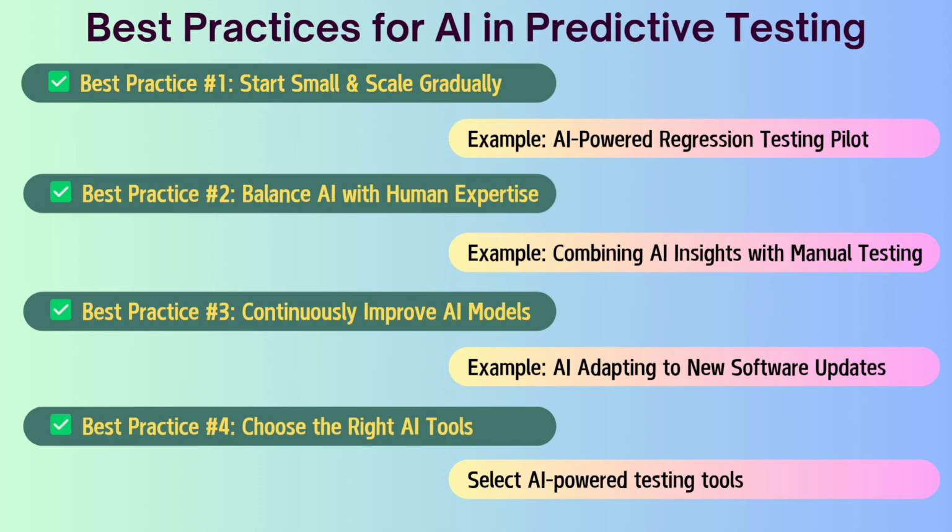For example, combining AI insights with manual testing intuition. An AI model predicted that login page changes were low risk, but a senior tester flagged a potential security vulnerability. Their combined insights helped catch the critical bug AI had missed.